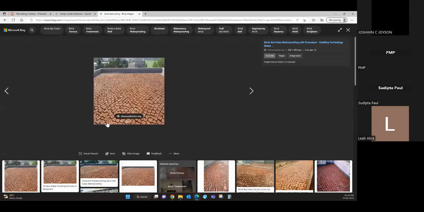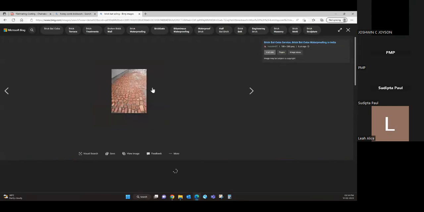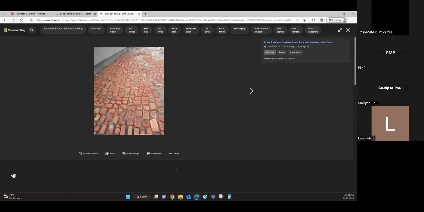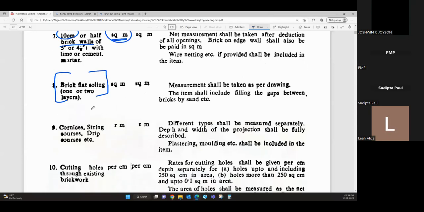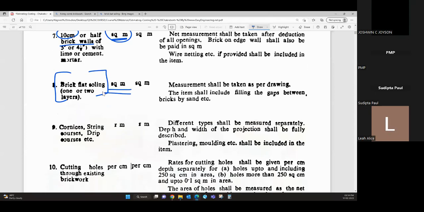Do you see the bricks? So this is how you place the bricks on the floor. So this is known as brick flat soiling. This is also considered in square meter because you are placing it as a floor. It is also known as brick bat koba, right? Brick bat koba is a very layman language, but the correct technical language is brick flat soiling. Okay.